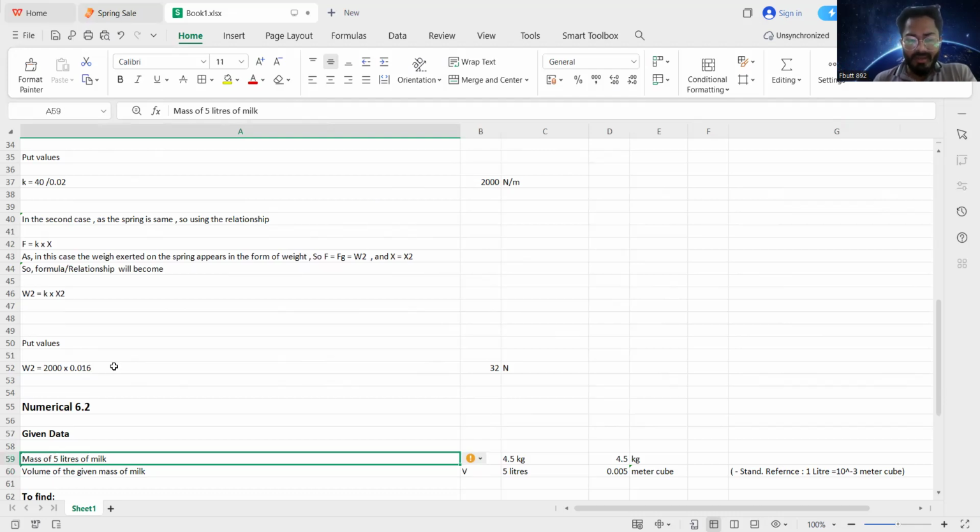So in this case, the given data is the mass of 5 liters of milk. Now, what is this mass of 5 liters of milk? That's the mass of the object, which is the interpretation of the mass.